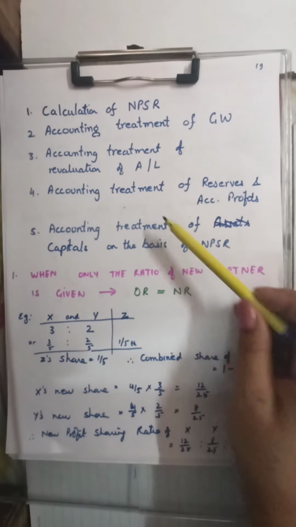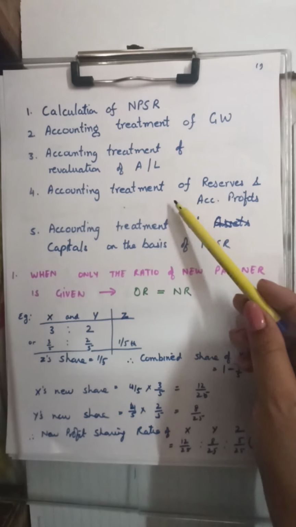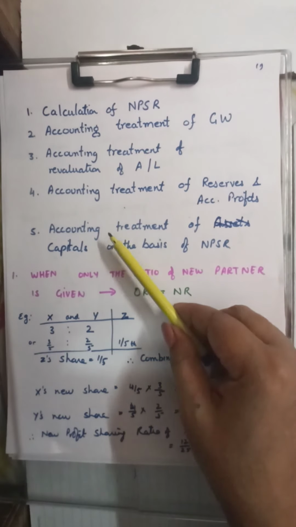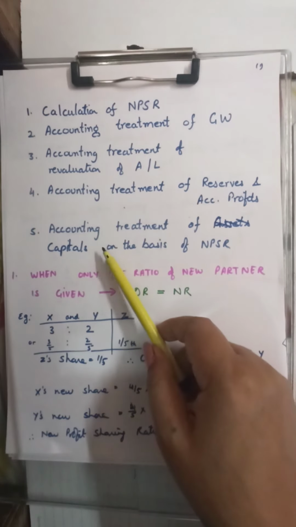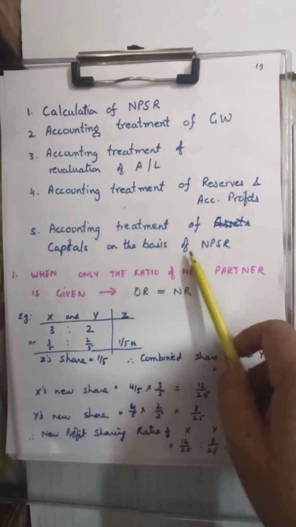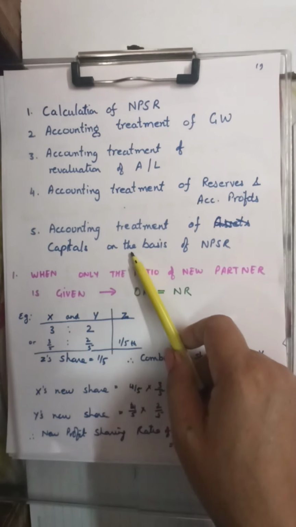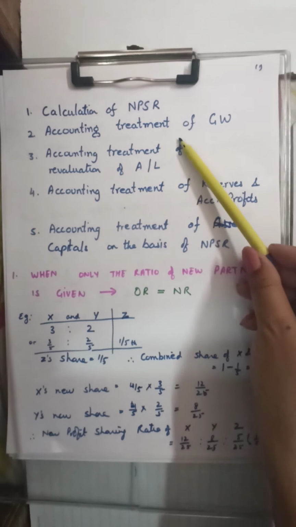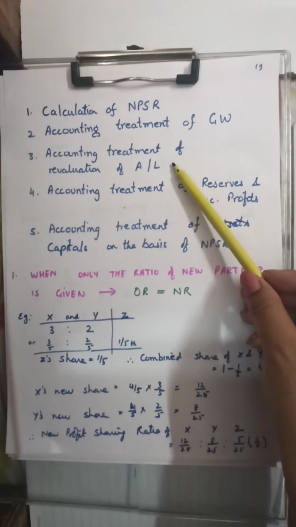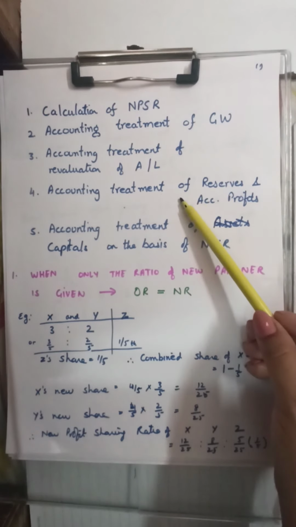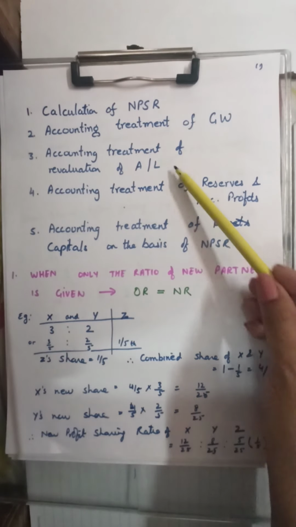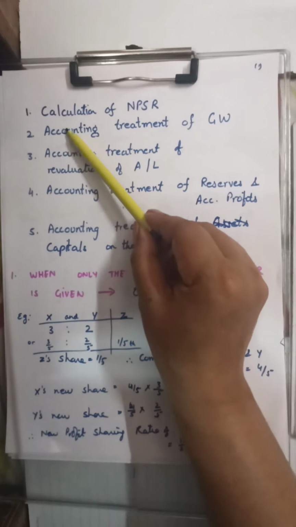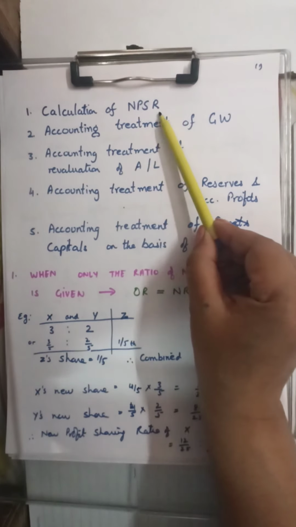These are all the treatments that will be required at the time of the new partner joining in. And then what is required is the accounting treatment of the capitals on the basis of the new profit sharing ratio. So we will learn the accounting treatment of these four things: goodwill, revaluation of assets and liabilities, reserves and accumulated profits, and capitals. These four adjustments we will start doing. We start with the first thing, the calculation of the new profit sharing ratio.